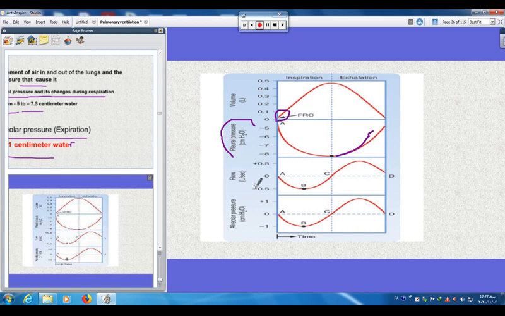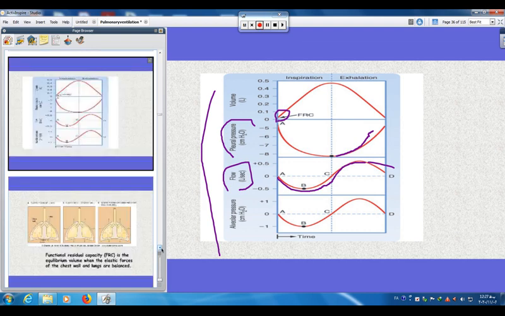This kind of flow is in liters per second, and during inspiration and expiration it is different. The alveolar pressure is negative in inspiration and positive in expiration. This figure is the same as what we mentioned before, and is not different.